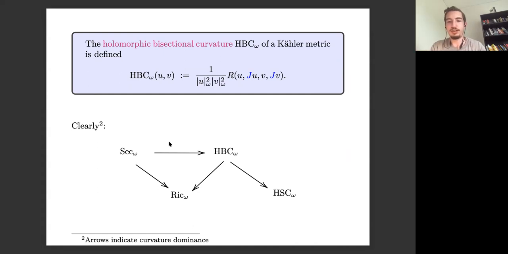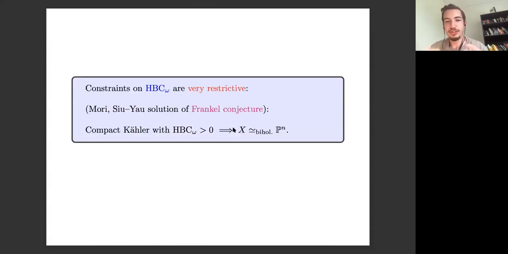The only arrow that's not obvious is this one, this one follows from the fact that the Ricci curvature can be written as an average using this type of Berger argument of the bisectional curvature. So the third rung of this curvature hierarchy would be the scalar curvature. Okay, so the bisectional curvature is very restrictive as a curvature constraint. And the prototype for this type of remark is the Mori and Wu-Yau solution of the Frankel conjecture, namely that if we have a compact Kähler manifold with everywhere positive bisectional curvature, then it's biholomorphic to Pn.